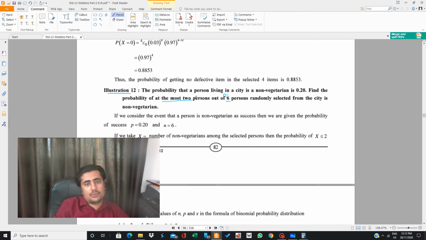At most 2. Now what does this at most 2 mean, do you know?